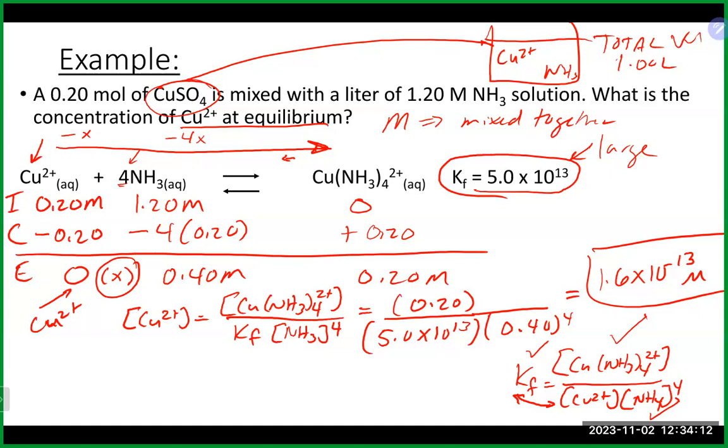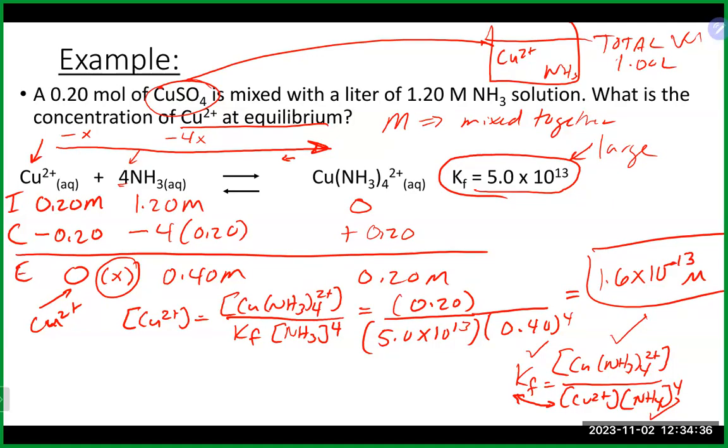Is that a large number or a small number? That's an extremely small number, which essentially proves our assumption that pretty much all of it's gone, right? All of it's in that complex ion. If you really look hard and go out about 13 decimal places, you will find a little bit of it floating around in that particular solution. Any questions on any part of that calculation there?